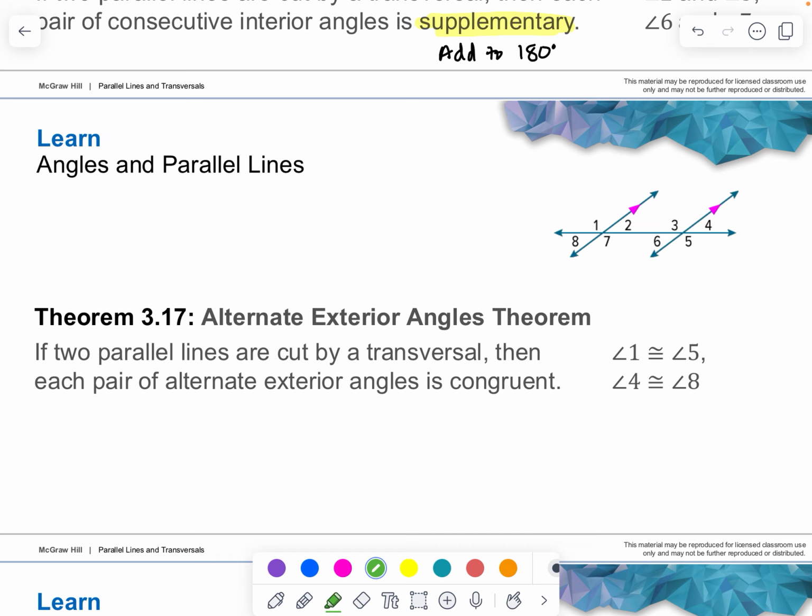Alternate exterior angles theorem. All alternate exterior angles will be congruent when lines are parallel. So 1 and 5 will be congruent, and 8 and 4 will be congruent.